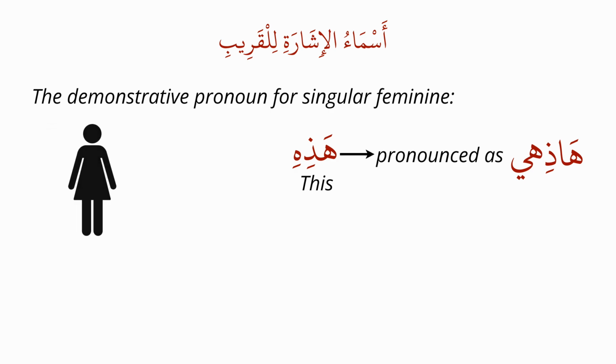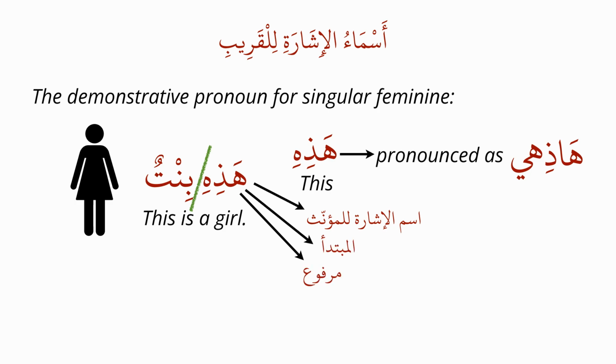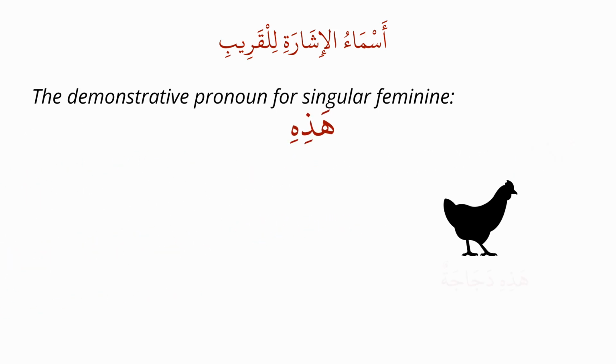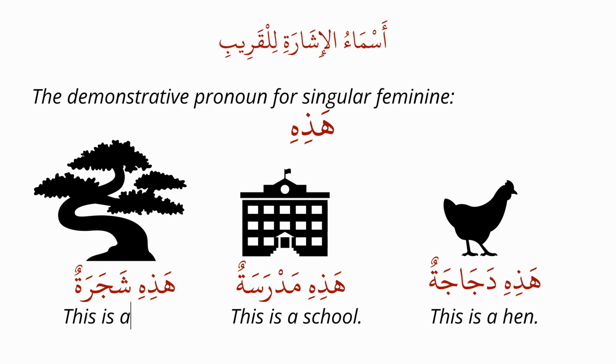For example, هذه بنت, meaning this is a girl, where هذه is اسم الإشارة للمؤنث, meaning the demonstrative pronoun for feminine. It is al-mubtada, the subject, and marfu' in the nominative case, while bint is ismun, a noun. It is al-khabar, the predicate, and it is marfu' in the nominative case. Taking more examples, هذه دجاجة, this is a hen. هذه مدرسة, this is a school. هذه شجرة, this is a tree.